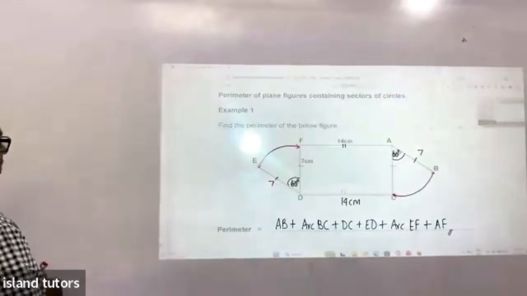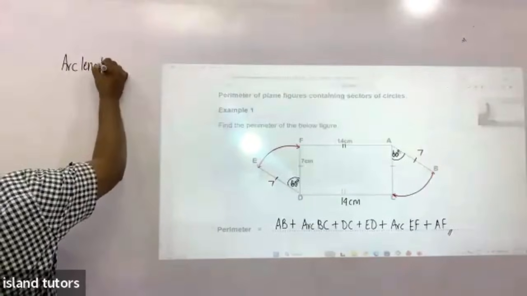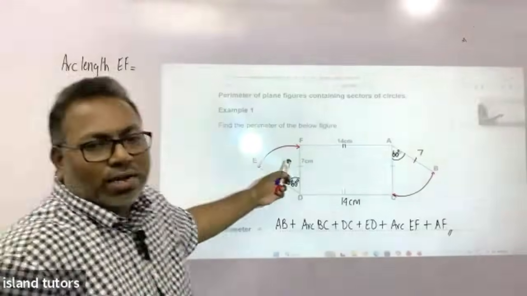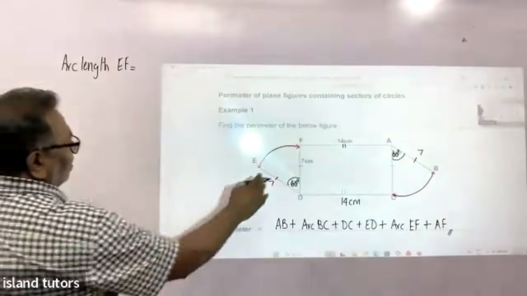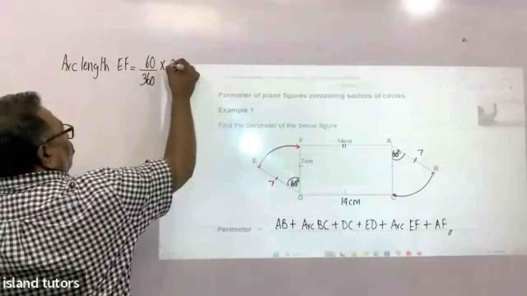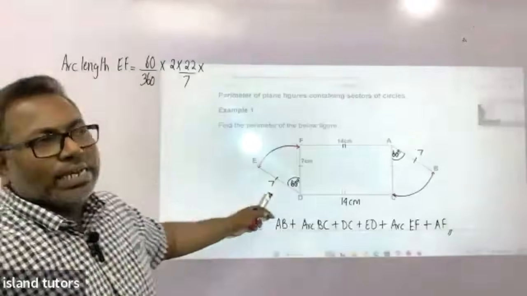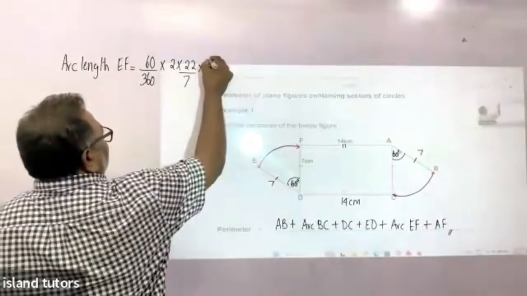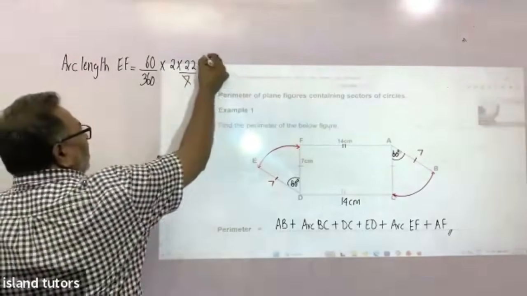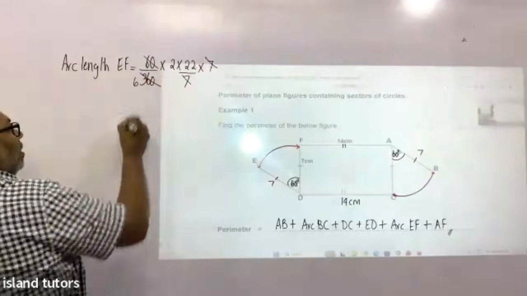So let's calculate arc length EF. I'm going to find the arc length of this. Central angle 60. So 60 over 360 into 2 into pi into your radius, which is 7, into 7. Okay, simplify. 7 and 7 will cancel out. 60 and 360 will simplify. You will get 6 here.